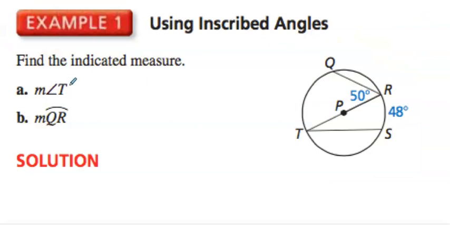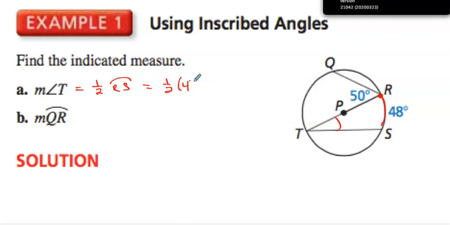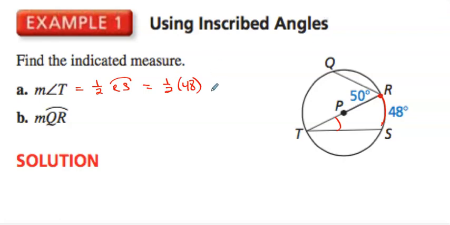Okay, cool. Let's see what that means. Find the angle of T. So here's angle T. RTS is an inscribed angle, so RTS is 1/2 of arc RS. This is the intercepted arc, which is 1/2 of 48, and half of 48 is 24. Alright, no big deal.